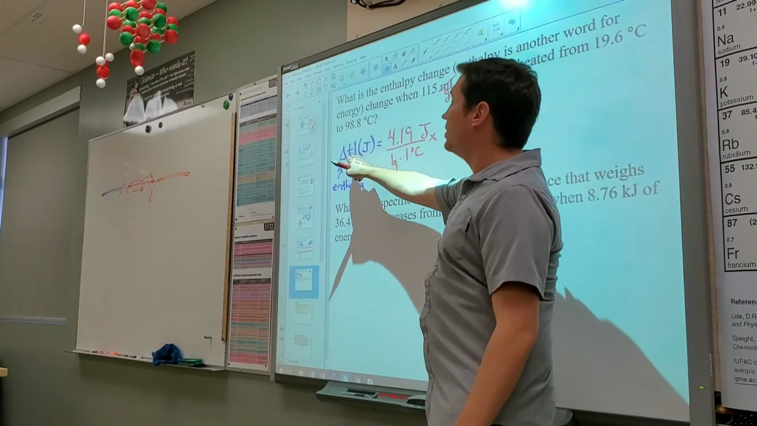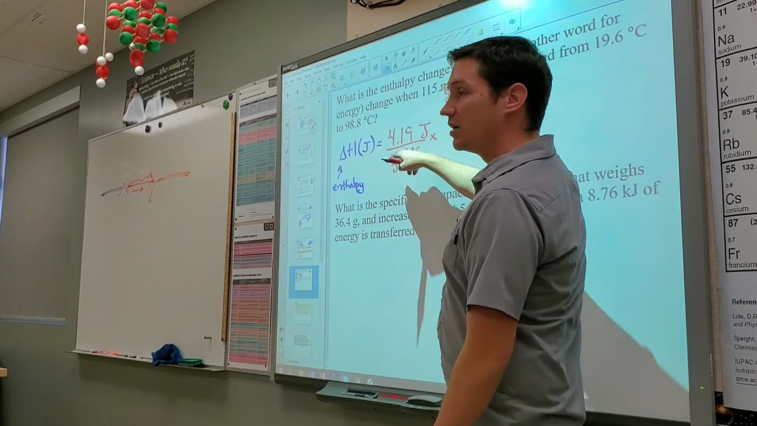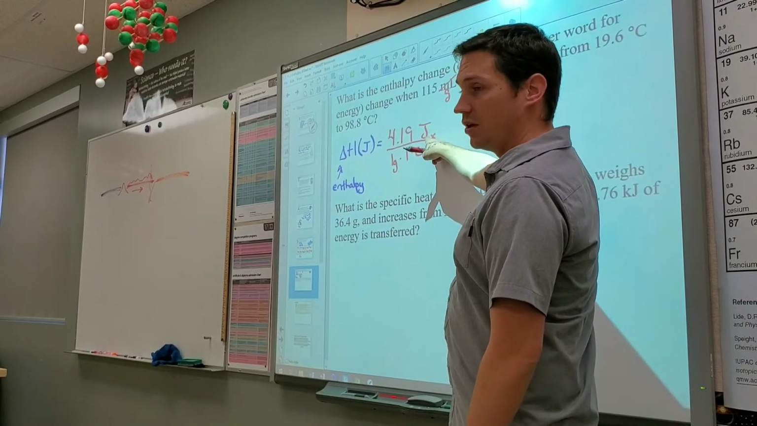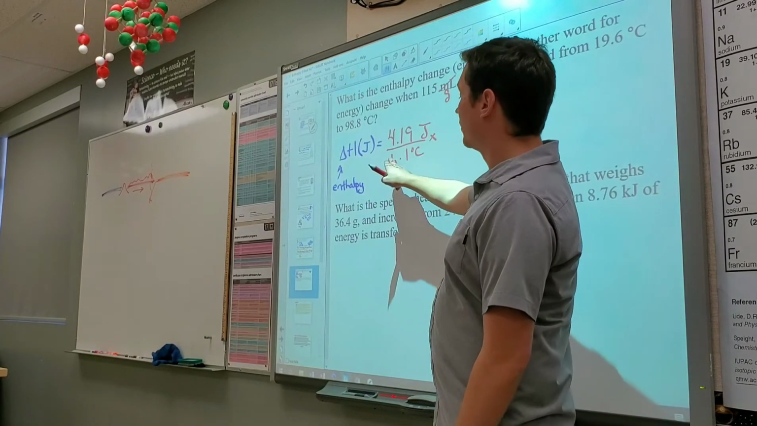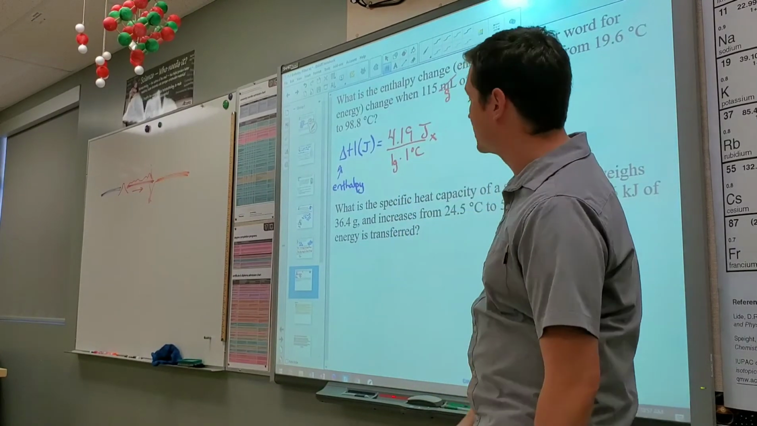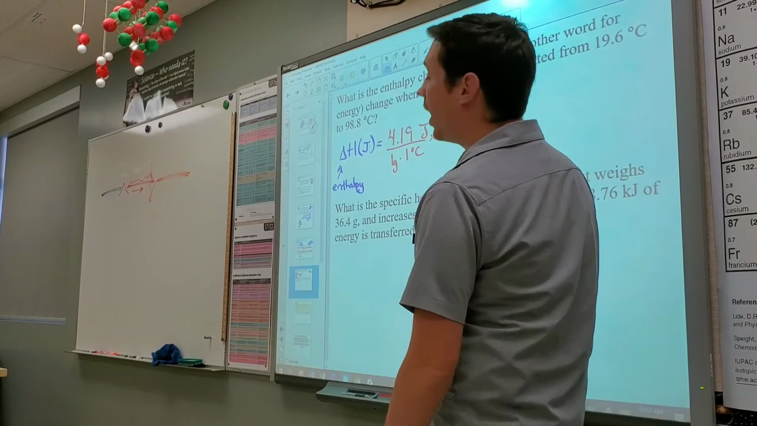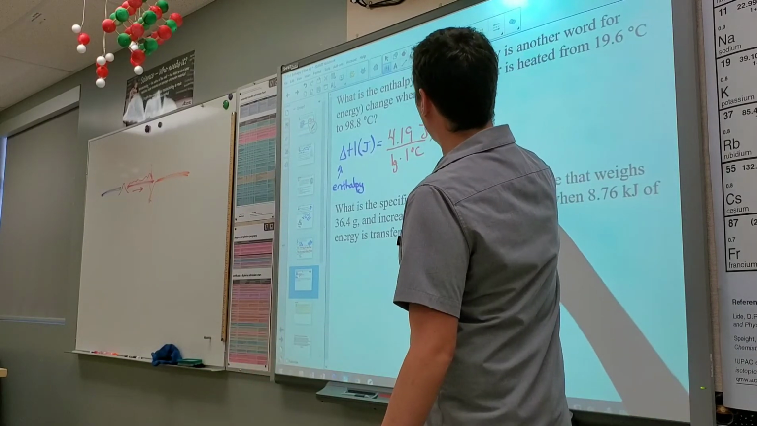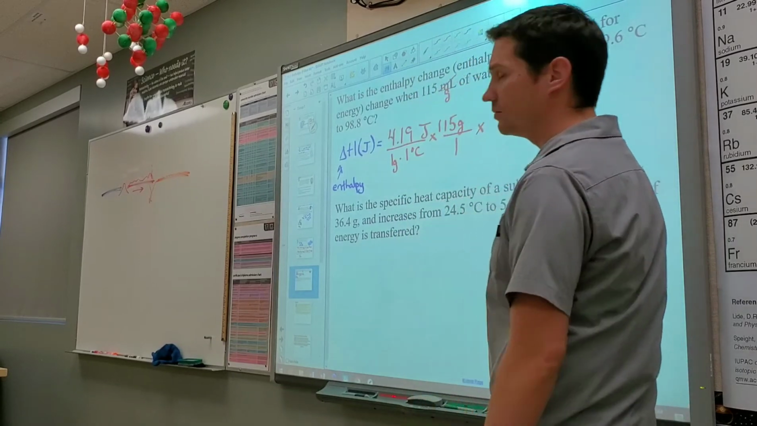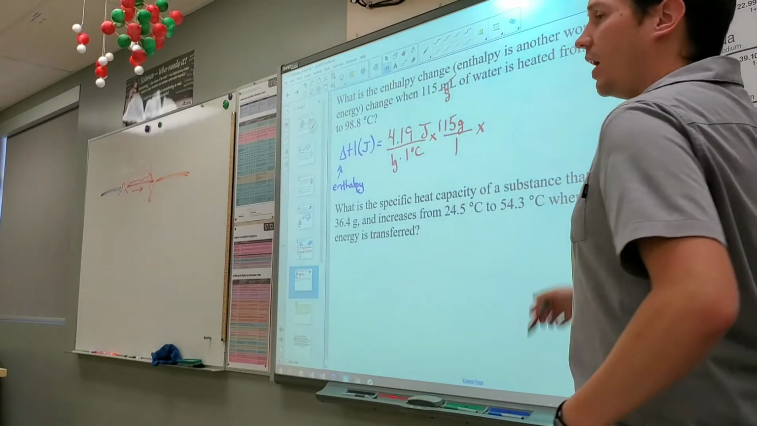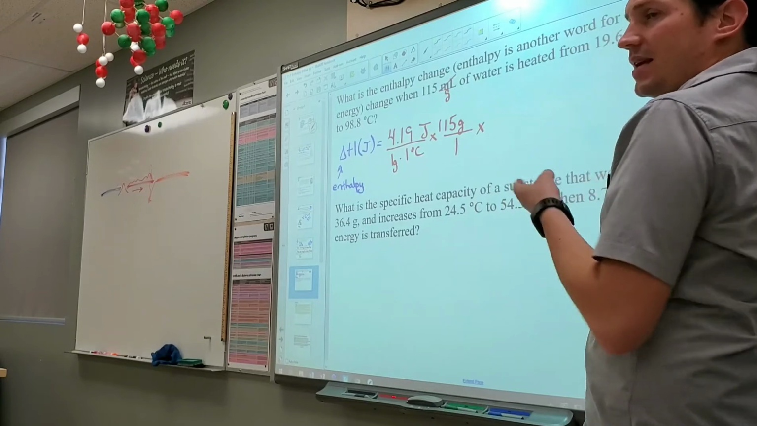Okay, what do we want here? We want the enthalpy change, which is measured in joules. So we have joules. What are the only things you have to get rid of? You have to get rid of grams and degrees Celsius, okay? So I would get rid of grams. Well, we have 115 grams of our water.